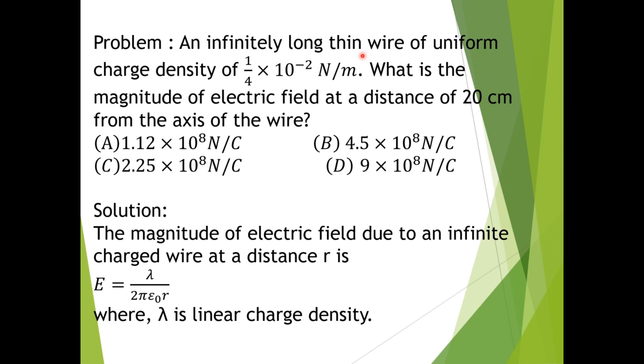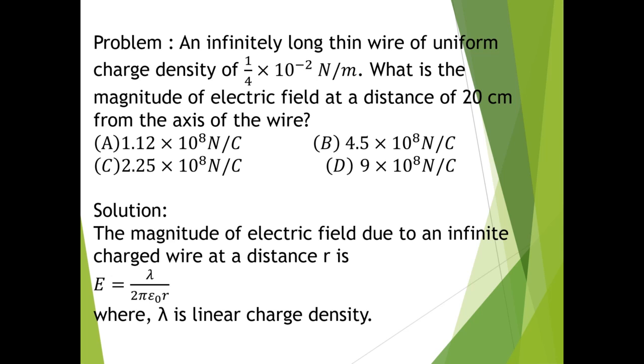An infinitely long thin wire of uniform charge density of 1/4 into 10 raised to minus 2 Newton per meter is there, and what is the magnitude of electric field at a distance of 20 centimeter from the axis of the wire? So we have this magnitude of the electric field vector due to an infinite charged wire at a distance r is given by, so this E is the magnitude, lambda is the linear charge density. So what is the charge per unit length? That is what lambda is. Then this is divided by 2 pi epsilon r.